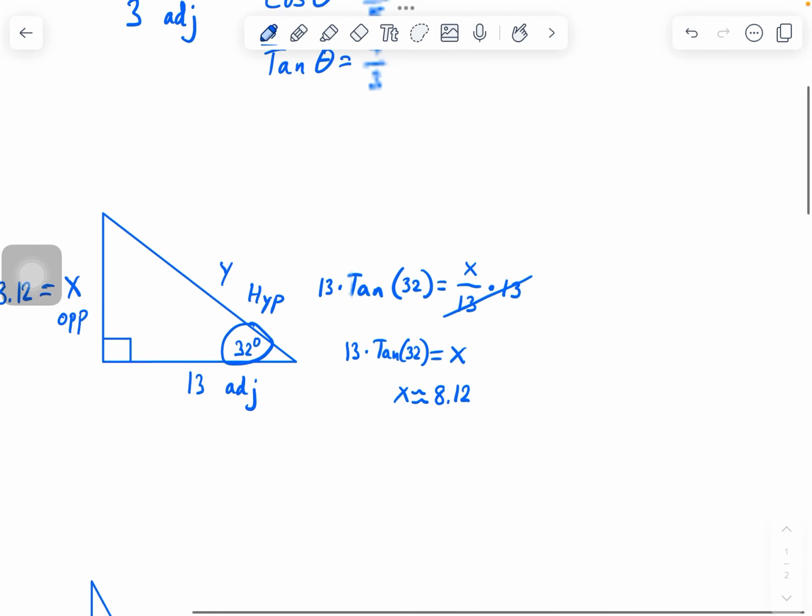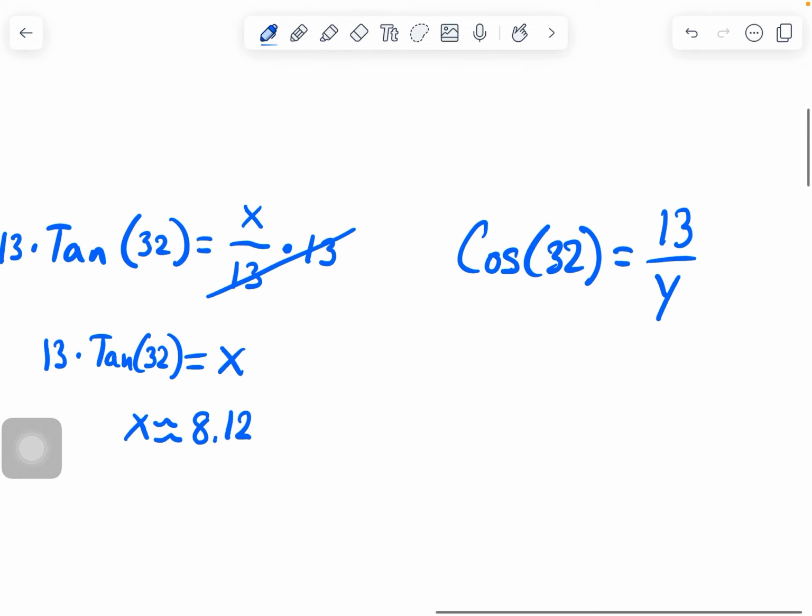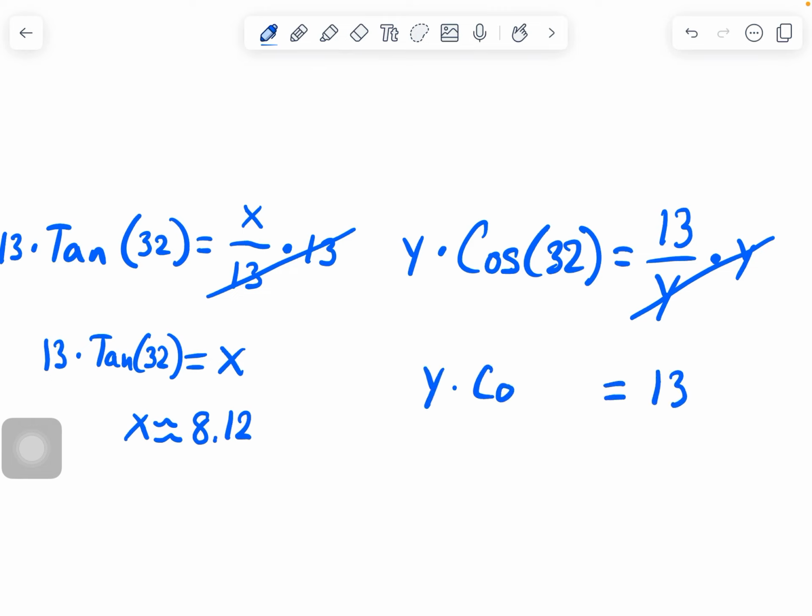Slide this off for a second. Cosine of 32 is equal to, my adjacent is first, so 13 over y. Now notice how the variable's on the bottom this time, but we're still going to repeat the same step where you multiply by the denominator. So I'm going to multiply by y on both sides, because now my y's will reduce and I can get rid of the fraction. So I would have y times the cosine of 32 is equal to 13. And that's just a decimal we can divide by. So cosine of 32 is what I'm going to divide by on both sides.